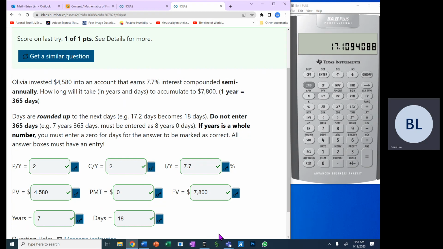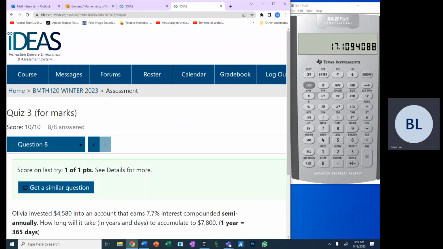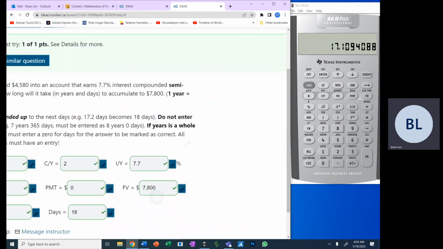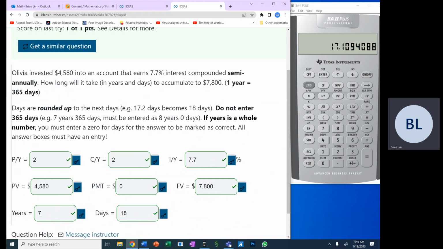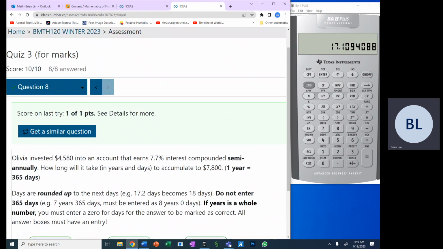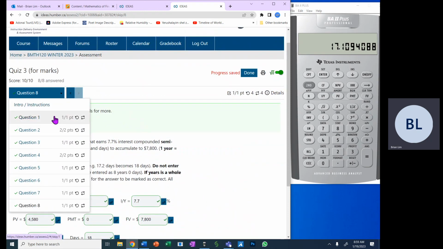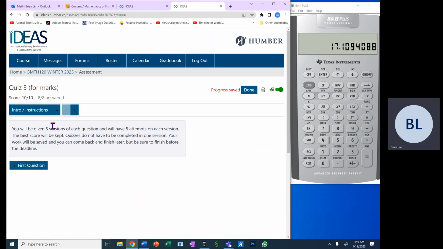Hopefully you can follow and do likewise on the quiz and have good success with your quizzes. I hope you are doing them. The best way is to try the quizzes. You're allowed 5 attempts, like it says at the very beginning in the instructions. You have 5 versions of each question, 5 attempts on each version. The best score will be kept. So please start. There's no reason why you shouldn't.